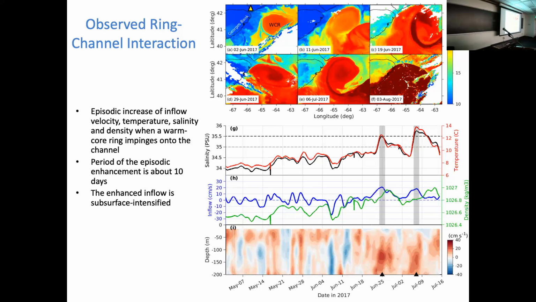Around this time, you can see there are two episodes of suddenly increased temperature and salinity, and also blue lines of velocity. Positive means into the Gulf. So right in the channel, there are events of intrusion of this ring water into the Gulf, and the two events are about 10 days apart. And if you look at the vertical profile of the velocity, it's not uniform over the full water column. It's actually subsurface intensified. So what could that be?